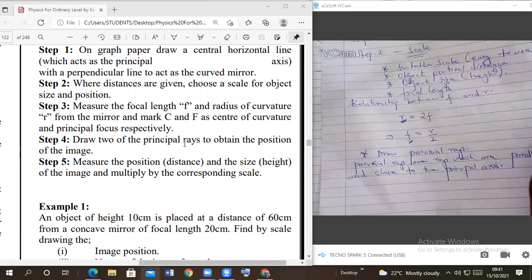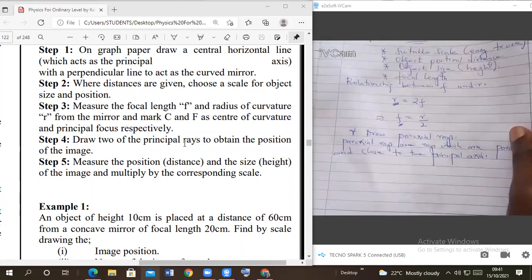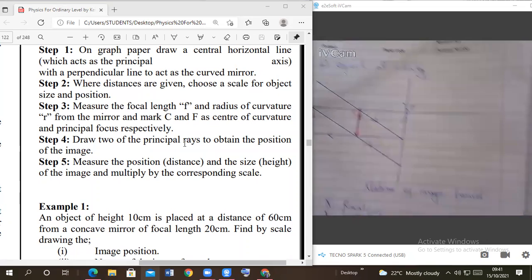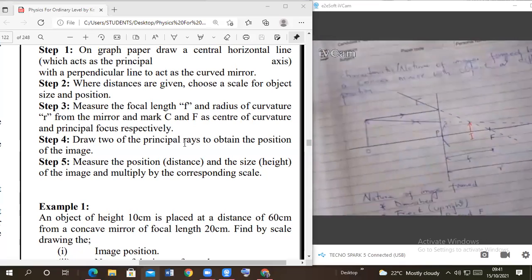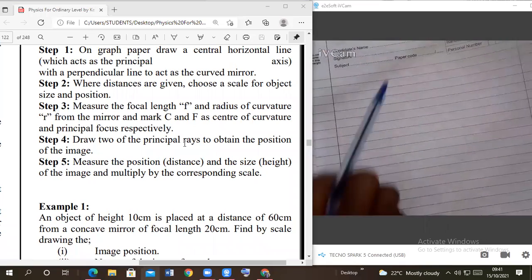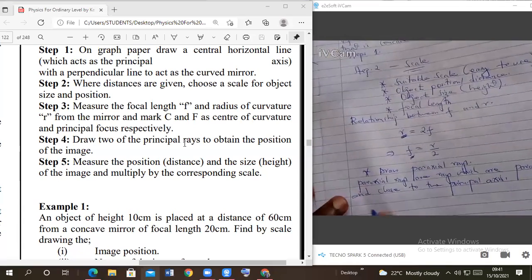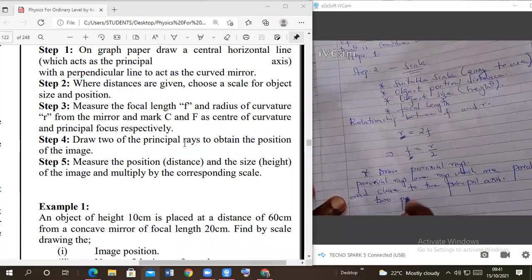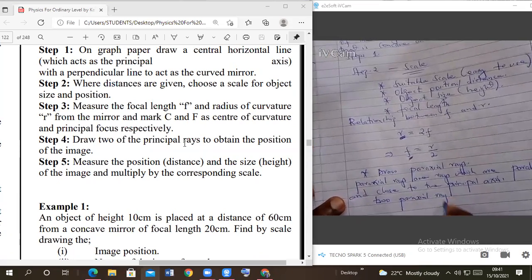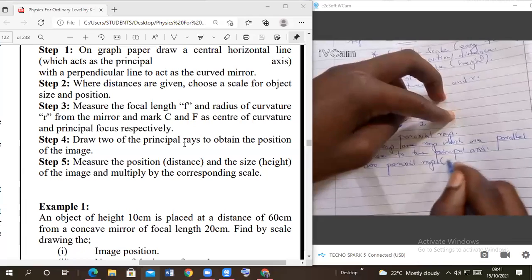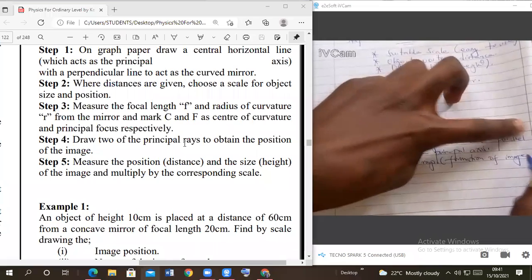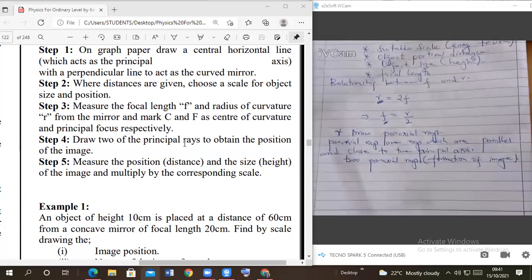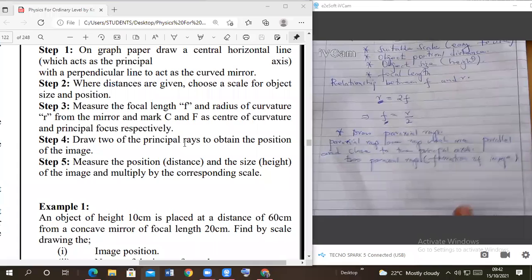And we said for the image to be formed, how many rays do we need to draw, members? When you look at how we are drawing them here, how many rays do we need? We need 2, not so? 2 parallel rays. And this will lead to the formation of the image. So where the two reflected rays meet, that is where the image will be formed.